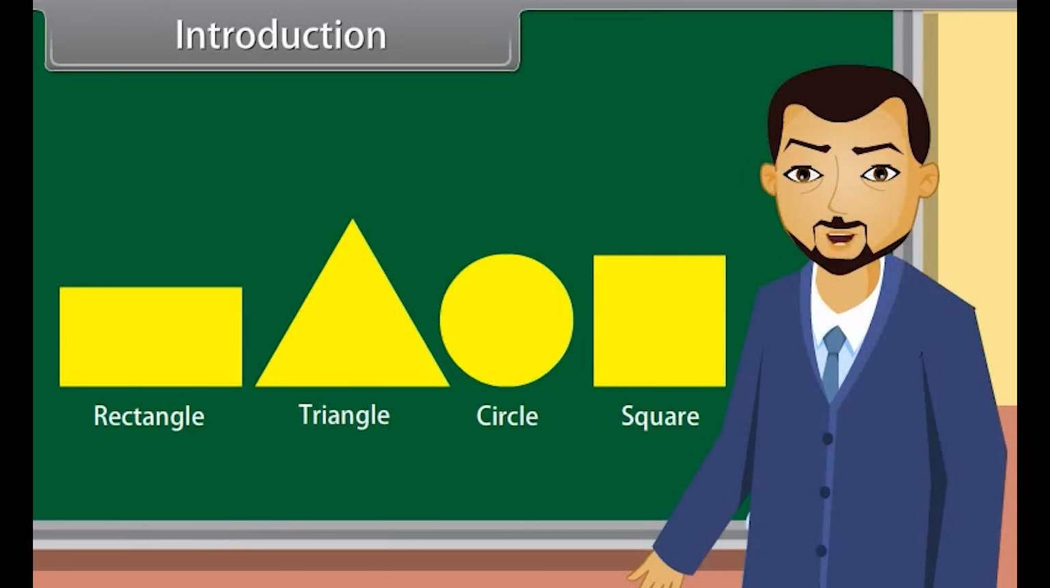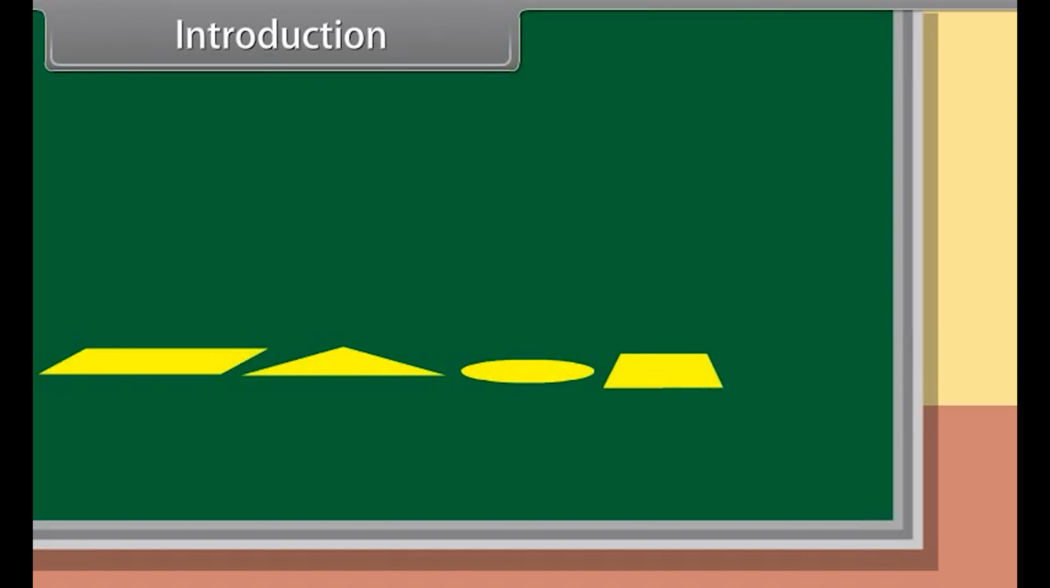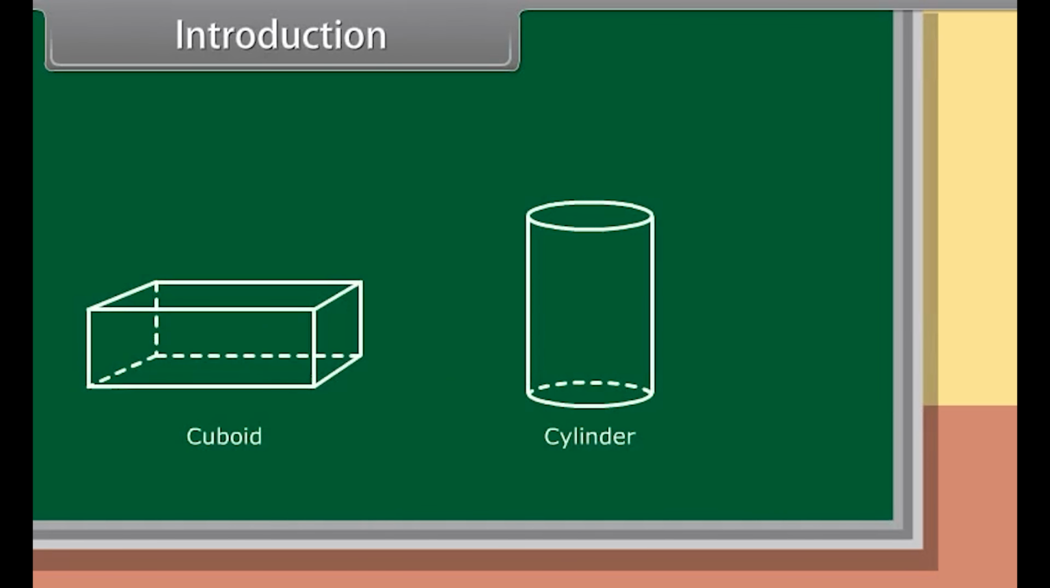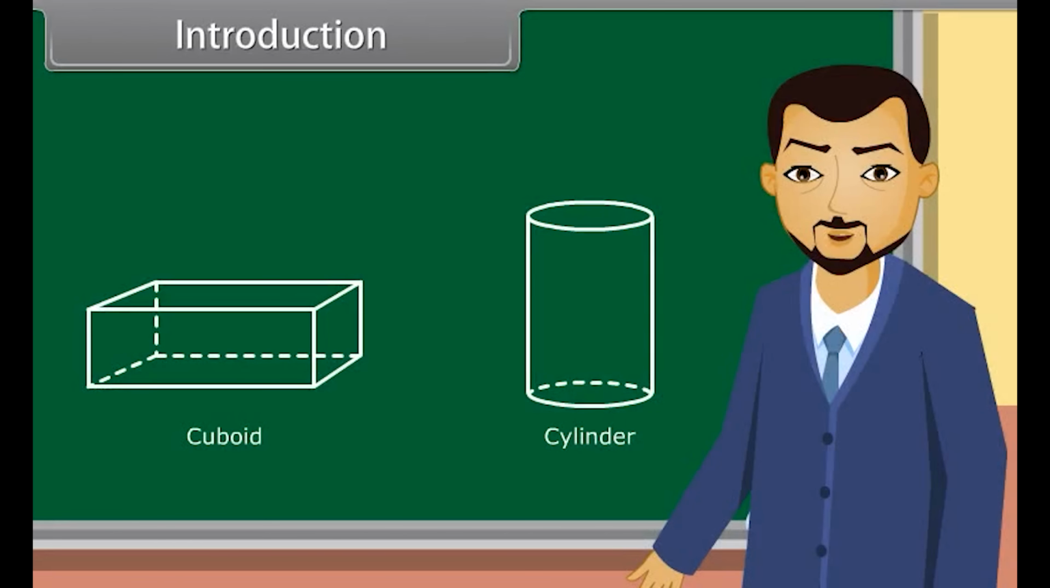You know that all these figures are the plane figures. If we cut out these plane figures of the same shape and size from the cardboard sheet and stack them up in a vertical pile, we shall obtain some solid figures such as a cuboid, a cylinder, etc. Today we will learn to find out the surface areas of these solids.